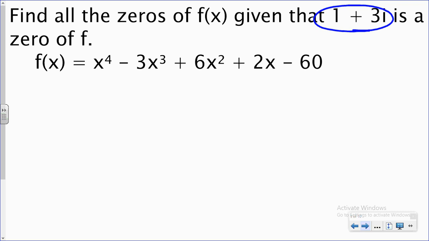Liam, how many are there going to be? 4. We have a 4th degree polynomial. We have 1. What? We have 2. What is the other one? 1 minus 3i is also a zero because they come in conjugate pairs. Awesome. How do we find the other 2?